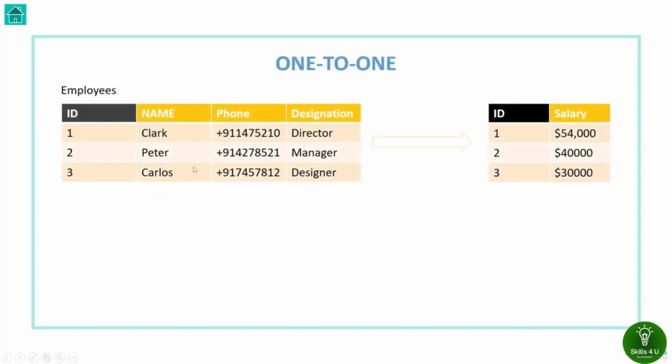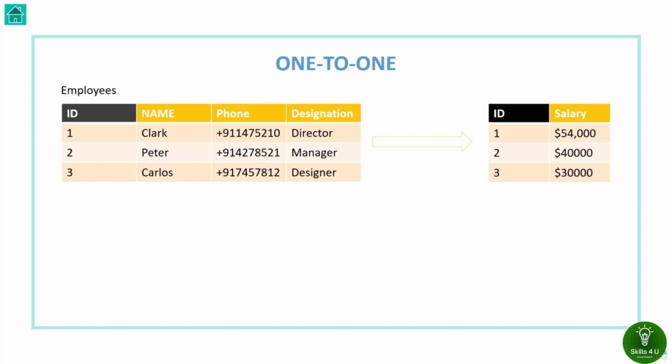One-to-one relationship. In a one-to-one relationship between tables, one record in Table 1 can only relate to another record in Table 2, and vice versa. For example, as you can see on the screen, we have two tables. The table on the left is for employees' data, and the table on the right gives us the salary of employees. In the second table, you can clearly see that it consists of employee IDs related to their salary.